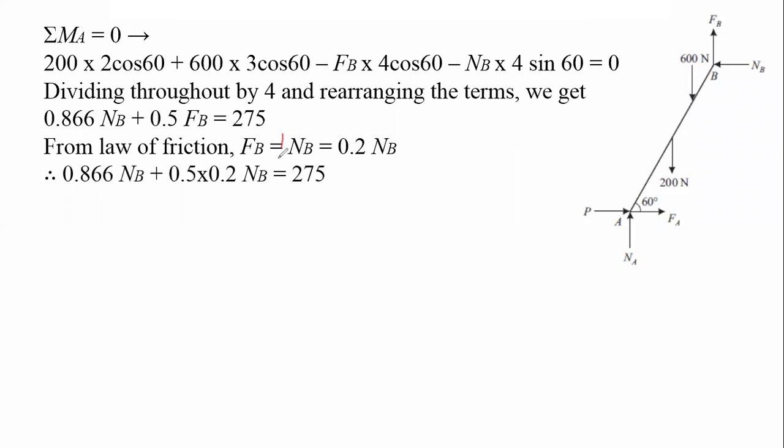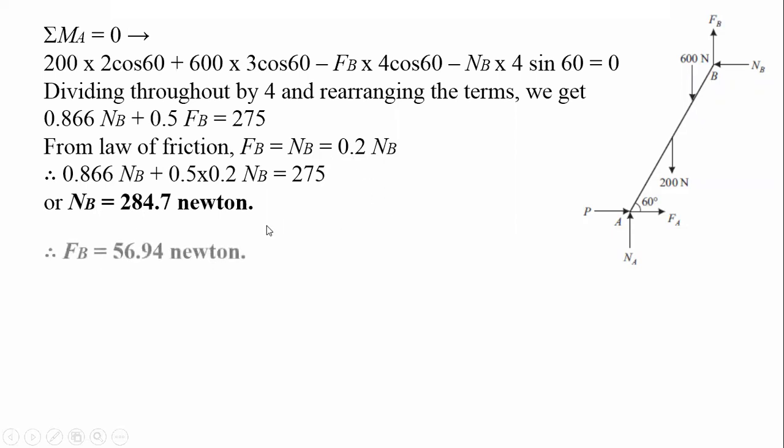Put this value FB is equal to 0.2 NB in this equation and simplify the terms. Then you will get NB. Now solve this one, and you'll get NB of 284.7. Now, if you put this value of NB in the above equation and multiply with 0.2, you will get FB. FB is 56.94 Newton. By using this, we have found the friction force FB and NB.